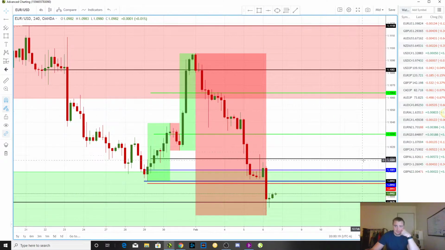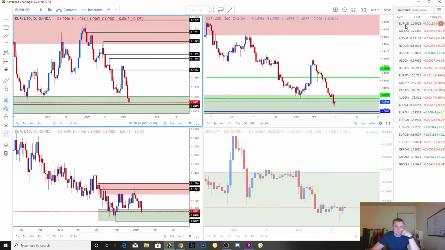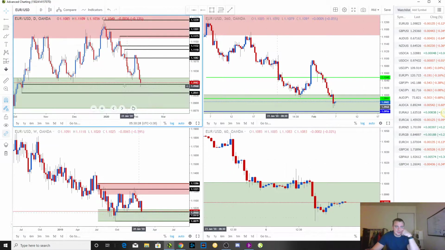Yeah, here's the euro. It failed. That's okay. Now it's in daily demand. Just to compare it here. Yeah, so it's in daily demand. It's in weekly demand. But there's also a breakout here, so we can maybe look for a short, but it is in the middle of the weekly curve.